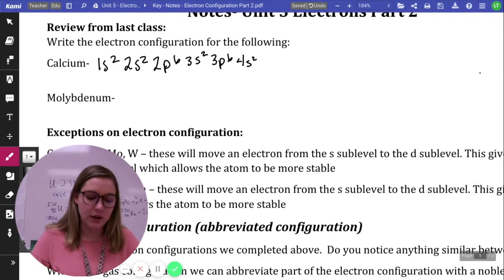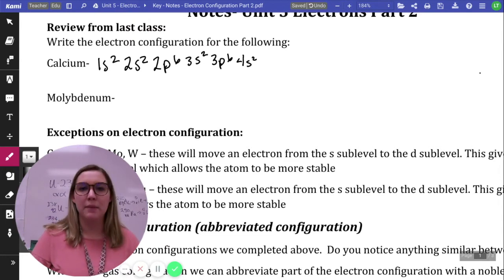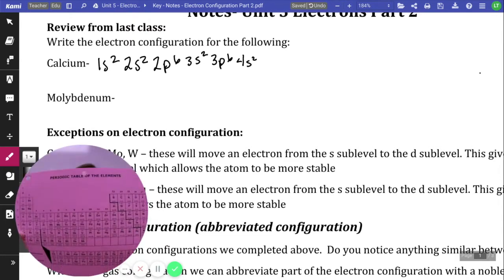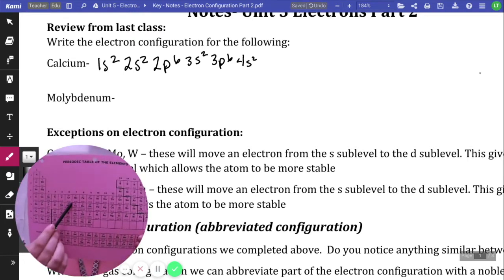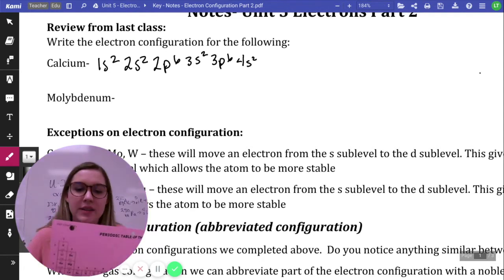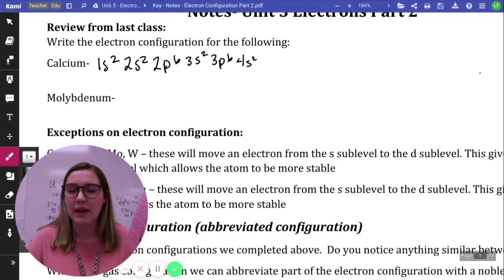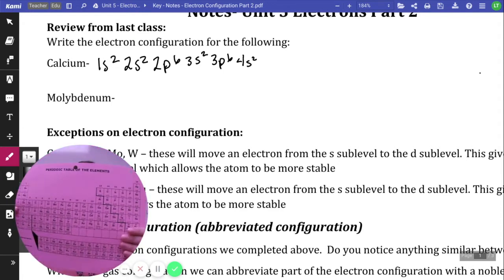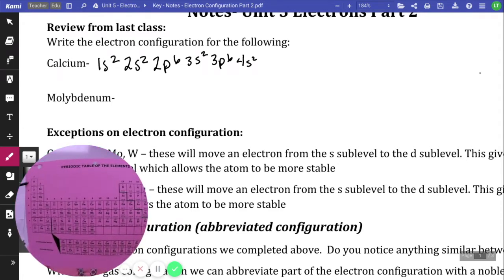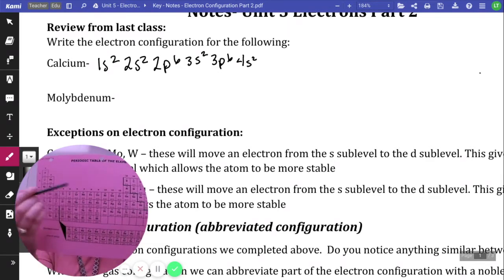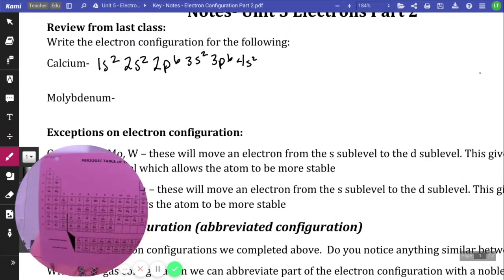So our next configuration that we need to do is molybdenum. I don't actually know if that's how you say it, but that's how I say it. So molybdenum is right here on our periodic table. It is number 42. So this time we have S, P, and we're going to have the D sublevel in there as well. All right. So as always, we start at the beginning of our periodic table, left to right, top to bottom. We read our periodic table the same way we would read a book.